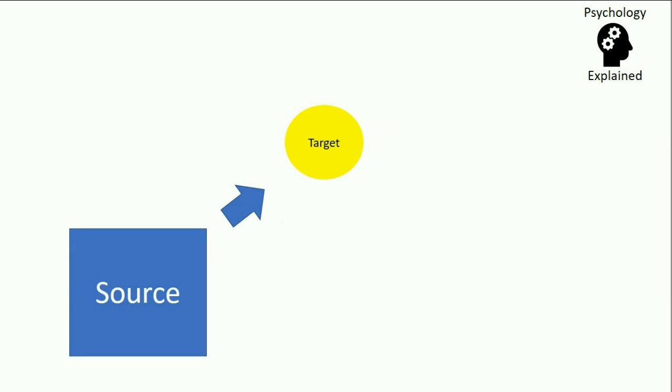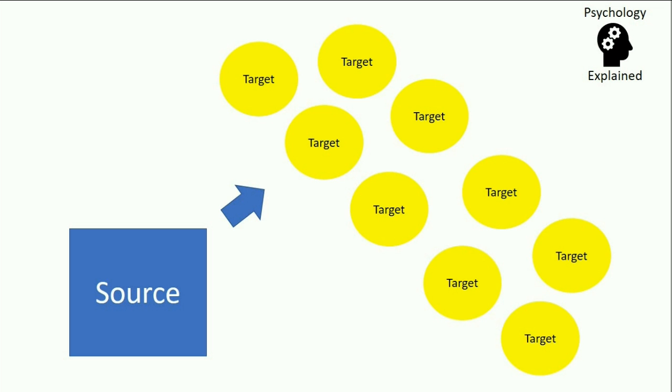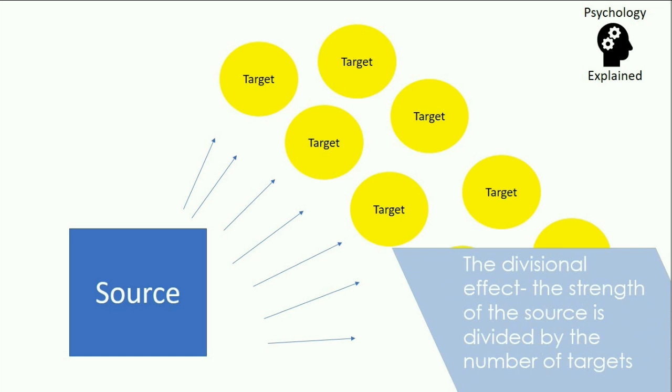This idea of social forces can work in reverse too. Here we have a source impacting on a target. However, if there are suddenly a lot more targets, the strength that the source has now gets shared out or divided amongst all of the targets. And we call this the divisional effect.